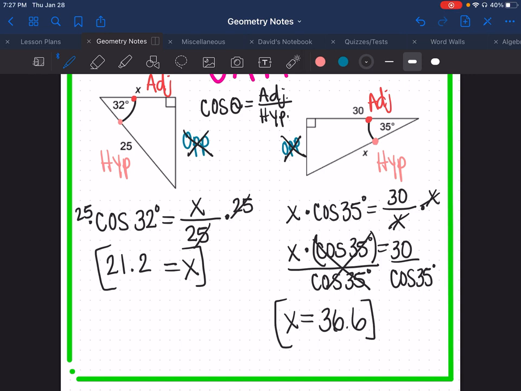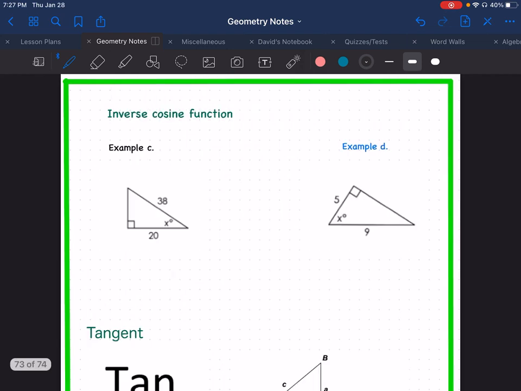I can use the inverse of the cosine function to help me find the degree of the angle. So that's what we're going to do next. Remember, the cosine function was adjacent over hypotenuse. This time though, when I mark theta, it is x. So this is where I know that I'm going to use my inverse function. This is how I know I use the inverse.